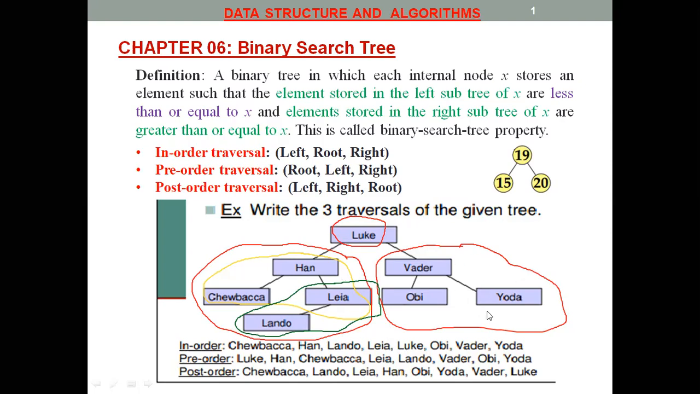Now we go for the right side. Okay, right side, the same thing. Left, right, root. Left is Obai, right is Yoda, and root is Vada. Okay, so after we solve left and right, we go for the main one. The main root is Luke.